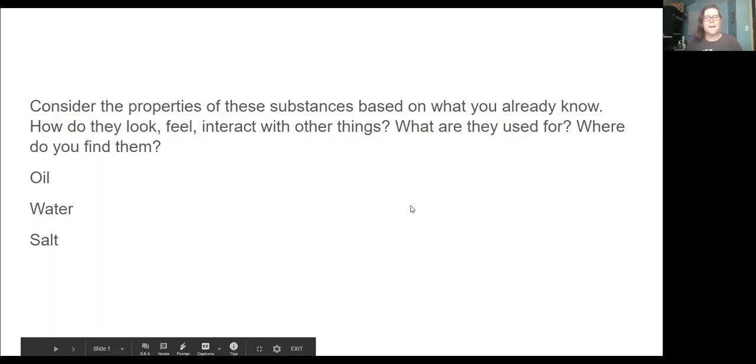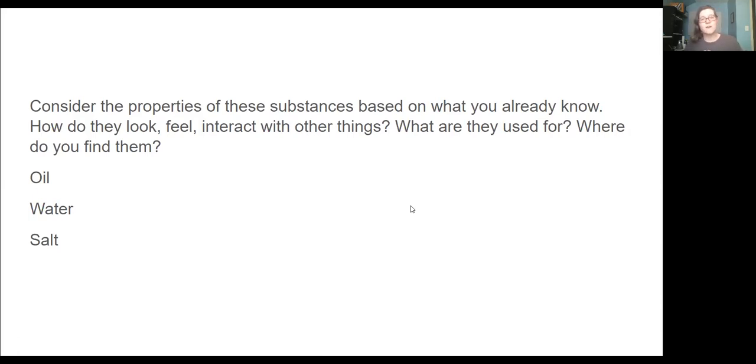So consider the properties of these substances based on what you already know. How do they look like, feel like, interact with other things? What are they used for? Where do you find them? So these are mostly pretty easy things.